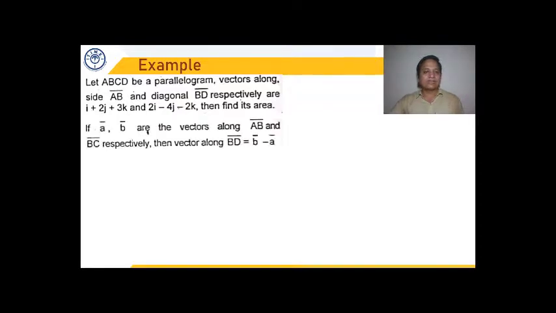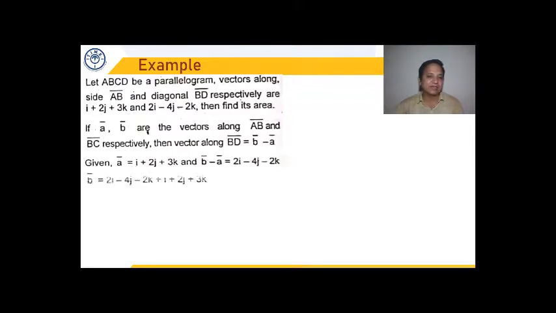Now, let A and B be the vectors along AB and BC respectively. Then the diagonal vector BD becomes B minus A. Here vector A is given to us and diagonal vector BD is also given to us. BD vector is given as B minus A. So if we add these two vectors, by using the parallelogram law of addition, it's B minus A. So we had A and B minus A.